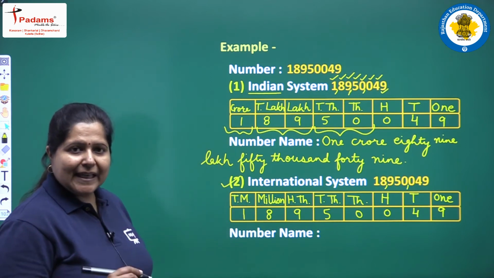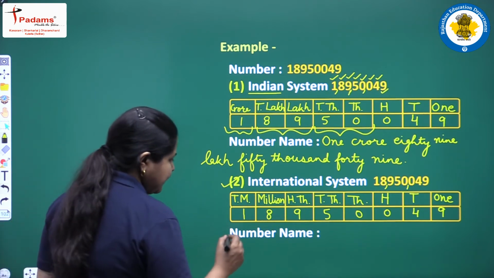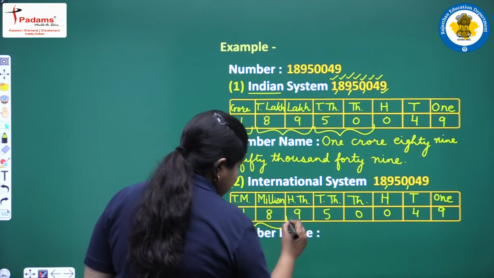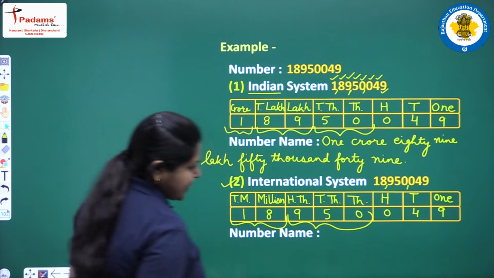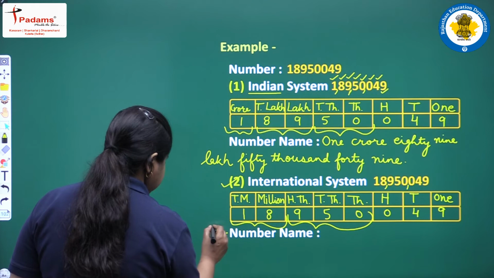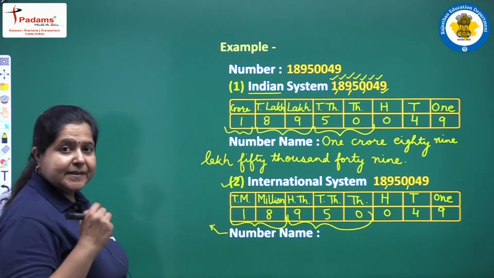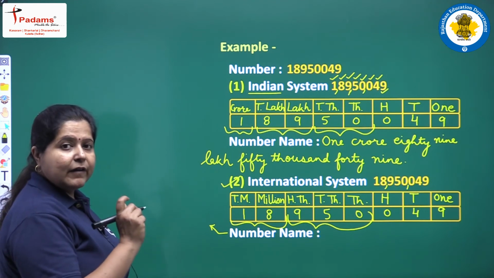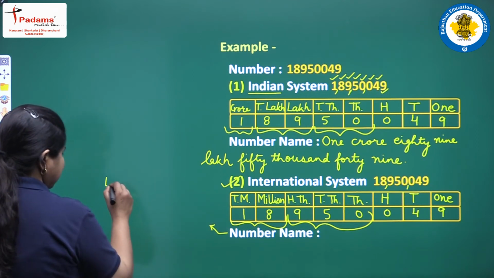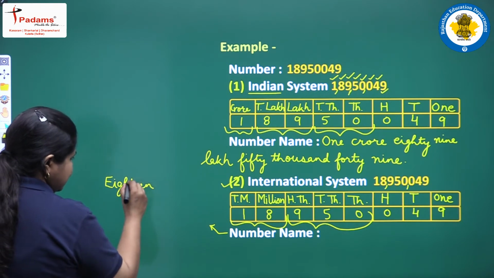Now we write the number name according to international system of numeration. For this, remember, we will take up the millions family together, then the thousands family together while writing the number name. Let us write it. I am writing it here. It is 1 and 8. Don't take up separately, we will take them together. 1 and 8 means 18 million. Yes. So, we will write 18 million.